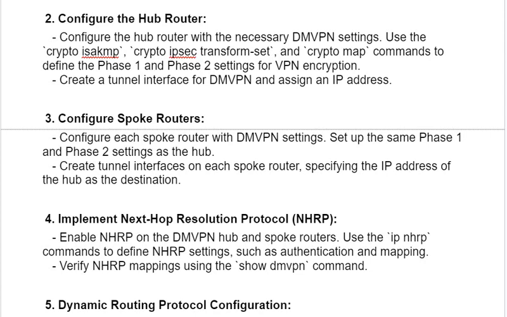Fourth solution: implement Next Hop Resolution Protocol, NHRP. Enable NHRP on the DMVPN hub and spoke routers. Use the ip nhrp commands to define NHRP settings, such as authentication and mapping. Verify NHRP mappings using the show dmvpn command.